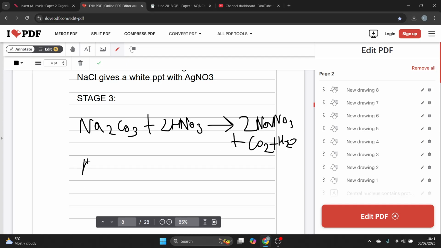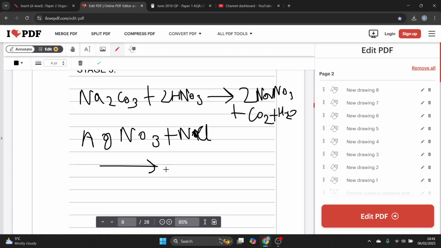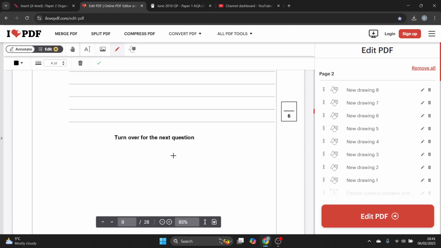And then the other one, AgNO3, silver nitrate plus NaCl. Well, that you just form AgCl plus NaNO3. Na2CO3 plus 2HNO3 gives 2NaNO3 plus CO2 plus H2O, and AgNO3 plus NaCl gives AgCl plus NaNO3.